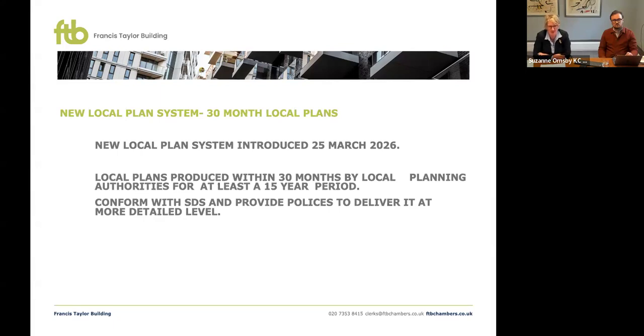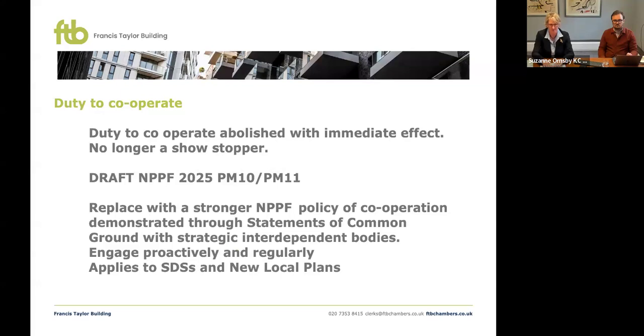So what is the new local plan system? As you probably all know, it was introduced on the 25th of March 2026. It's a requirement that local plans be produced within 30 months by local planning authorities, and they are intended to cover a period of at least 15 years, so different to the minimum 20-year period required for the SDS. They are required to conform with the SDS and essentially to provide policies to deliver it at the more detailed level.